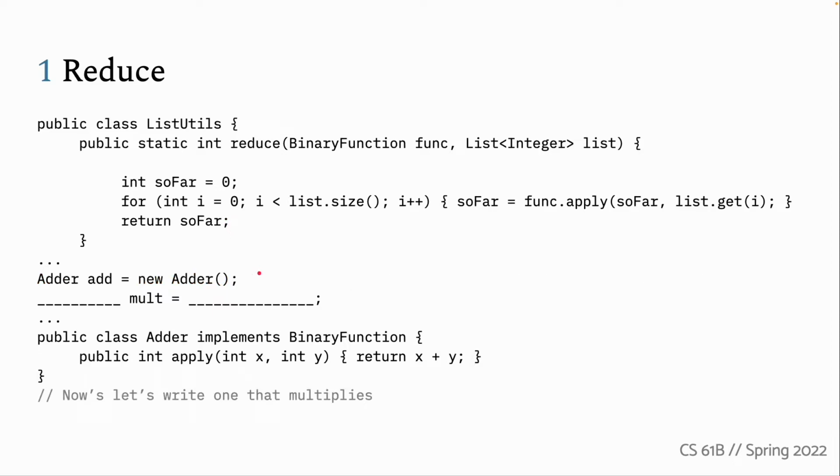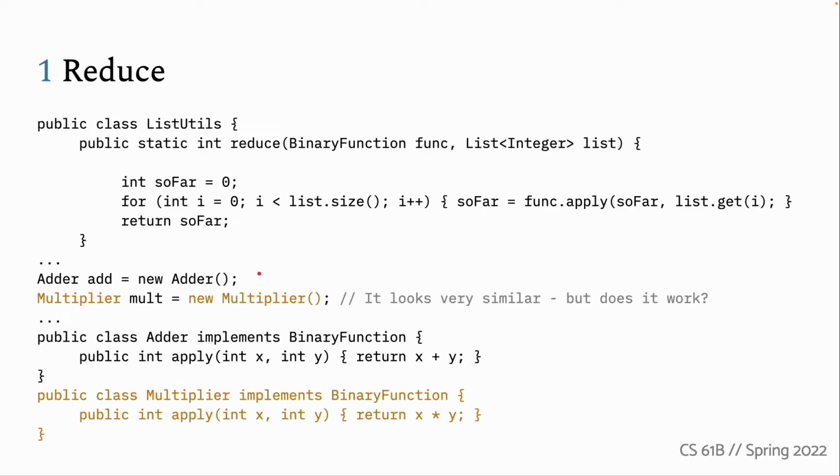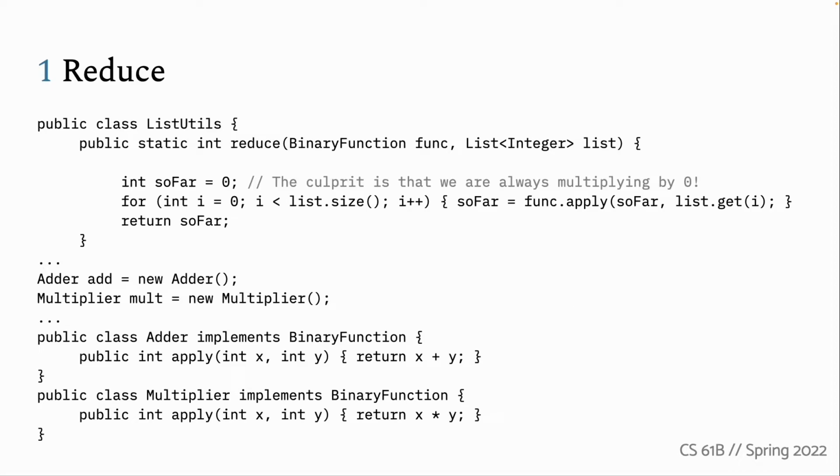So the next one, we're going to write one that multiplies, and same kind of idea, where instead of addition, we do multiplication, but does it work? Well, if we actually try it out, we always get 0 because we're always multiplying by this initial 0 up here. So we can't start so far at 0. So instead, let's start with the first element.